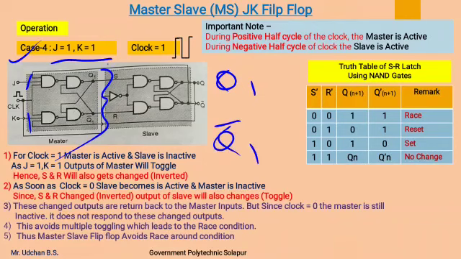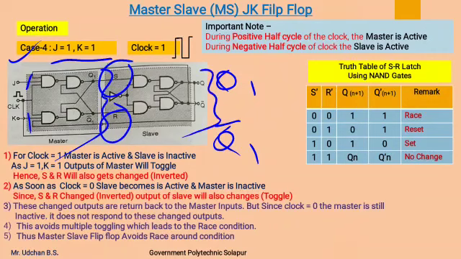As Q1 and Q1 complement get inverted, the values of S and R will also get inverted. Now, as soon as the clock becomes 0, the slave becomes active and the master is inactive. Since the values of S and R have changed, the output of the slave, that is Q and Q complement, will also get changed or toggled.